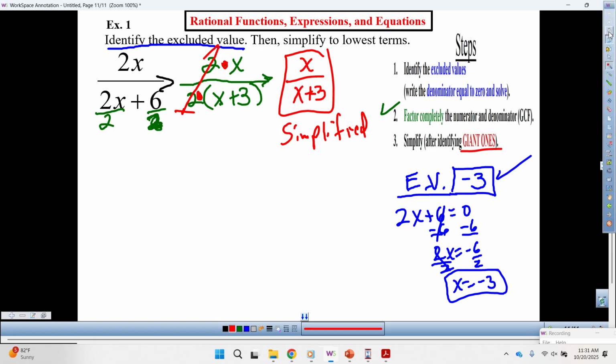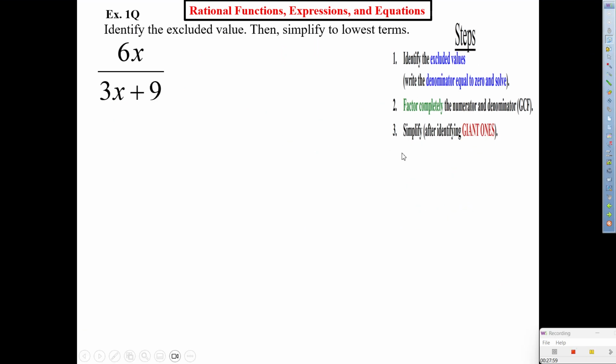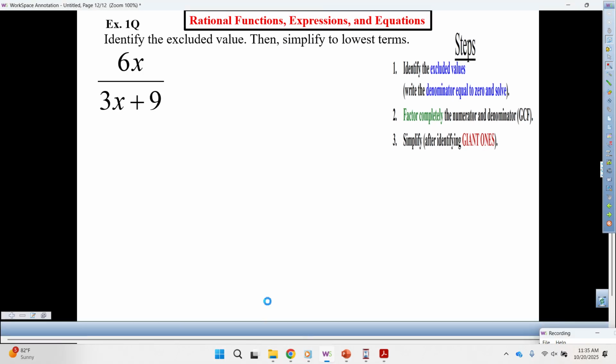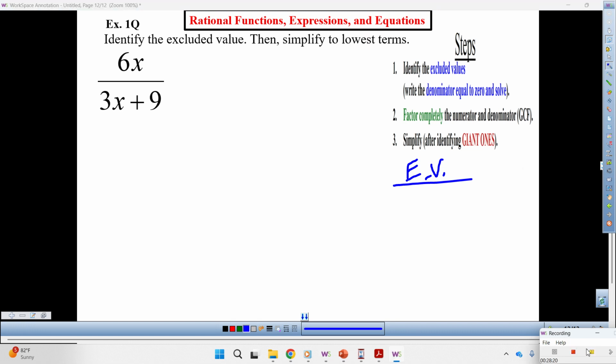All right, let's do another one. Copy this one. Example number 2. Don't copy the instructions. Just copy the expression. 6x over 3x plus 9. To get started, I want you to find me the excluded value. I'll give you a head start. Go.